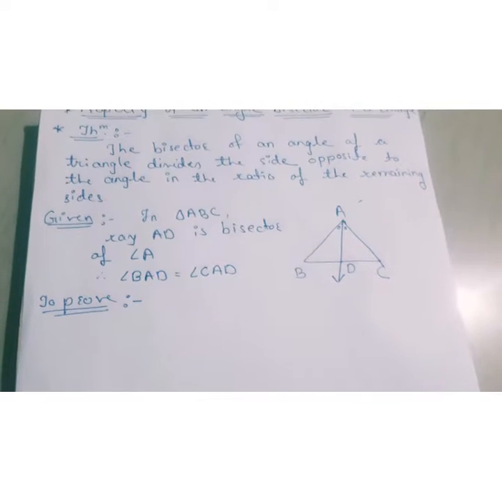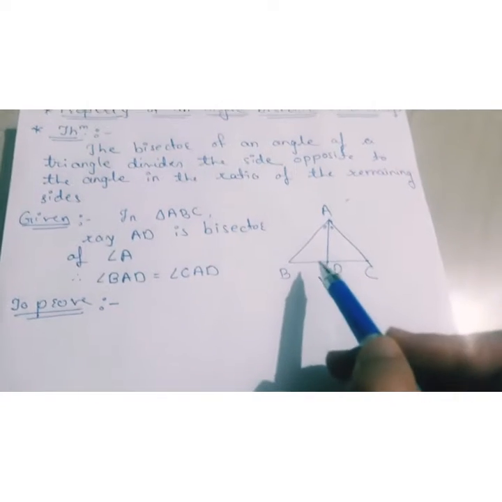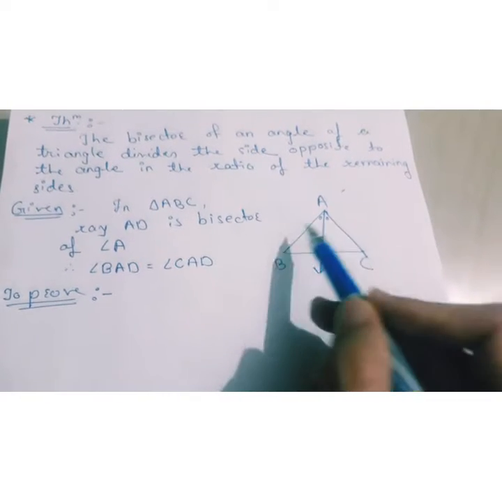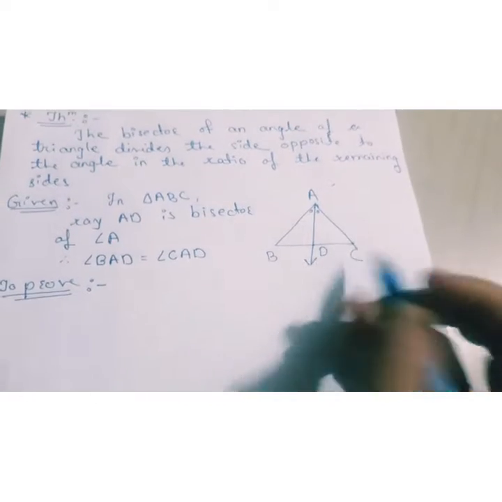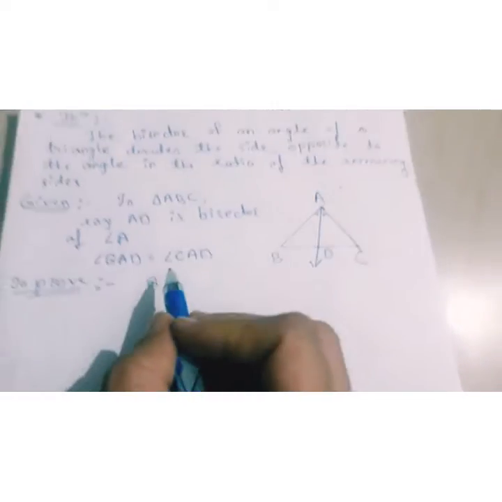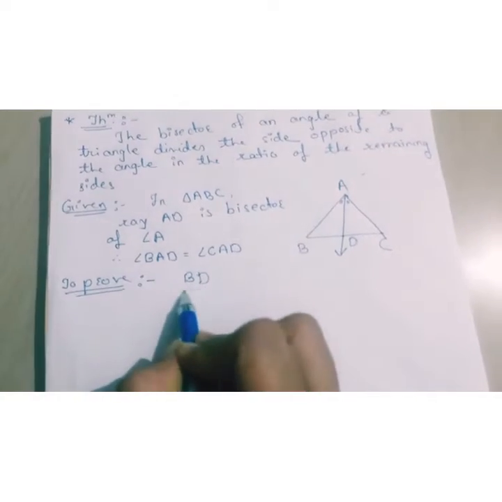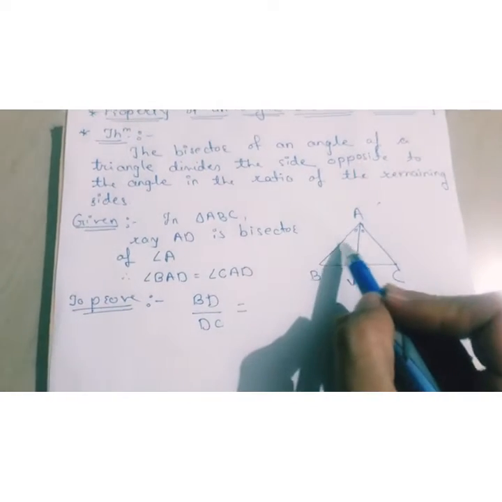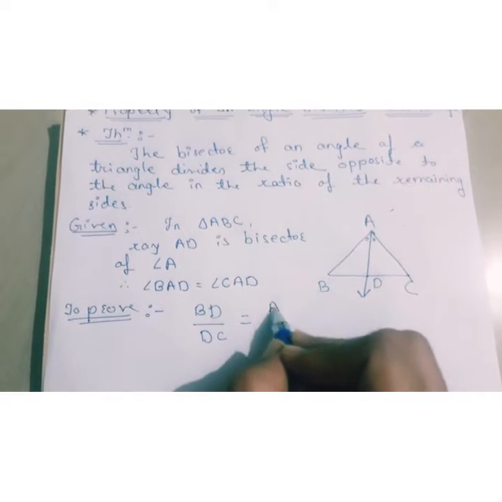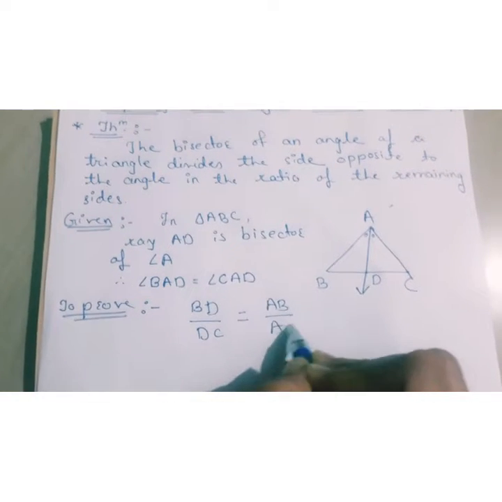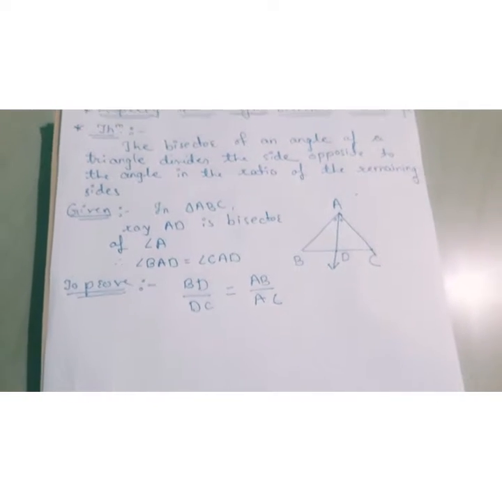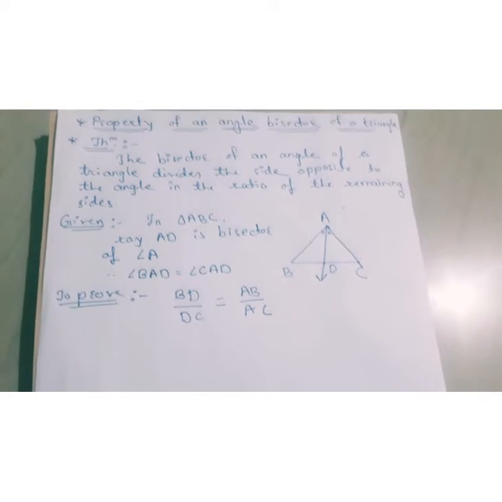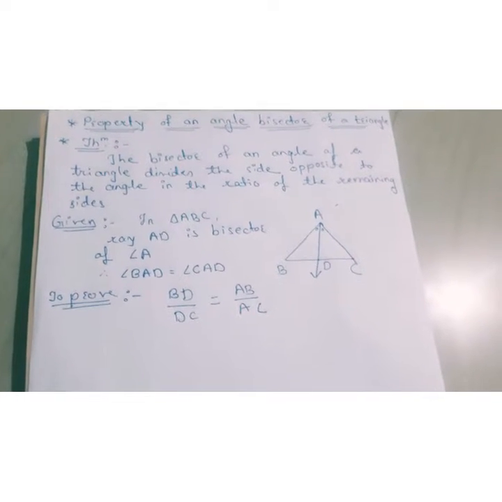So what do we have to prove? We have to prove that the bisector divides the opposite side in the ratio of the remaining sides. The ratio here is BD upon DC, which equals the ratio of the remaining sides, that is, AB upon AC. So we have to prove this. This is nothing but the simple property of an angle bisector of a triangle.